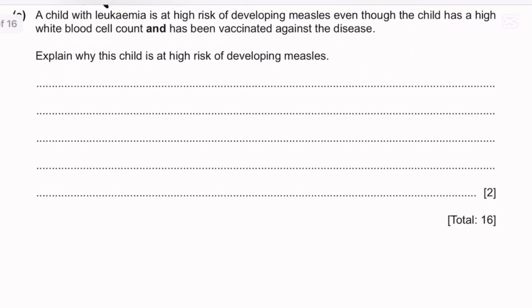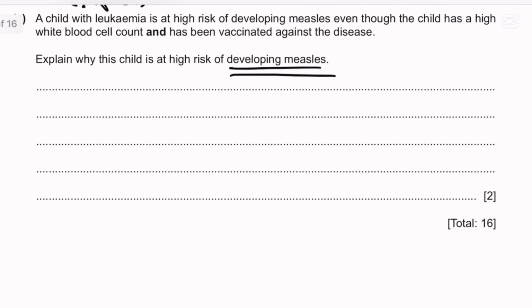Now, a child with leukemia is at high risk of developing measles even though the child has a high white blood cell count and has been vaccinated against the disease. Explain why this child is at high risk of developing measles. Despite having a high white blood cell count, this does not necessarily mean they have high immunity, because cancer means there's uncontrollable cell division of white blood cells.